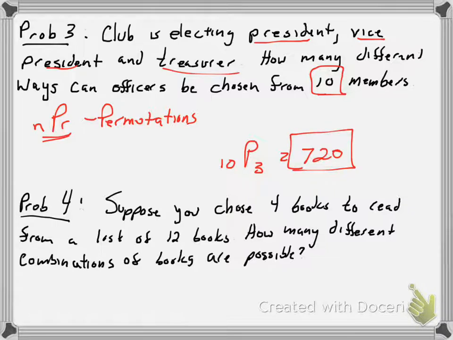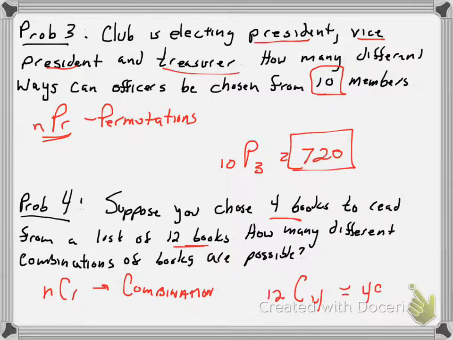Now, suppose you choose 4 books to read from a list of 12 books. How many different combinations of books are possible? Now, does order matter? We're taking 4 books out of 12 possible. Order doesn't matter, so we're going to use nCr, which are combinations. Okay, so how many total? Well, it's 12 total. C, how many are we choosing? 4, so it's 12C4, which ends up giving me 495 possible combinations.